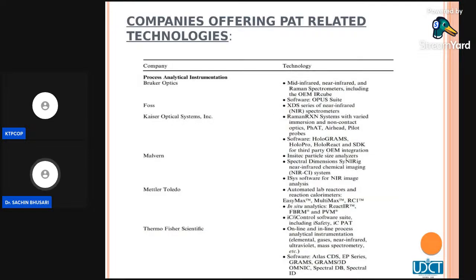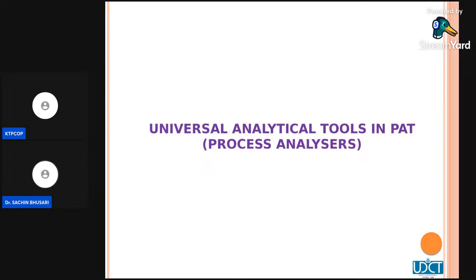Okay, now let us see the companies offering PAT related technologies. These are the companies which offer PAT related technology support systems: Kaiser, Malvern, Mettler, Thermo. So these are the companies which give you the idea about the PAT technologies. Now this is the classical part which one must understand.